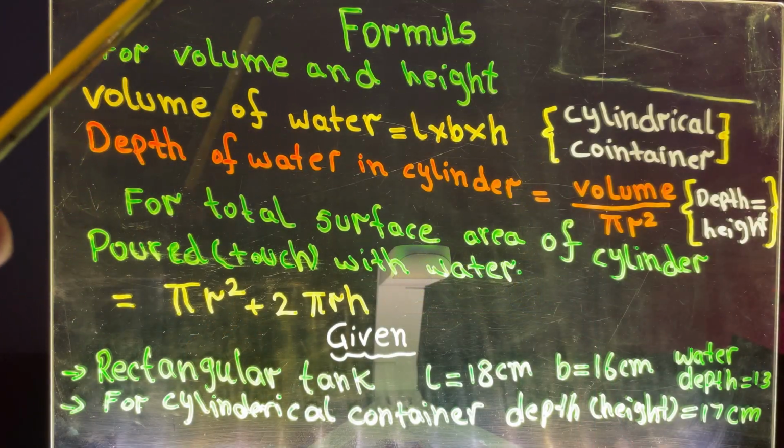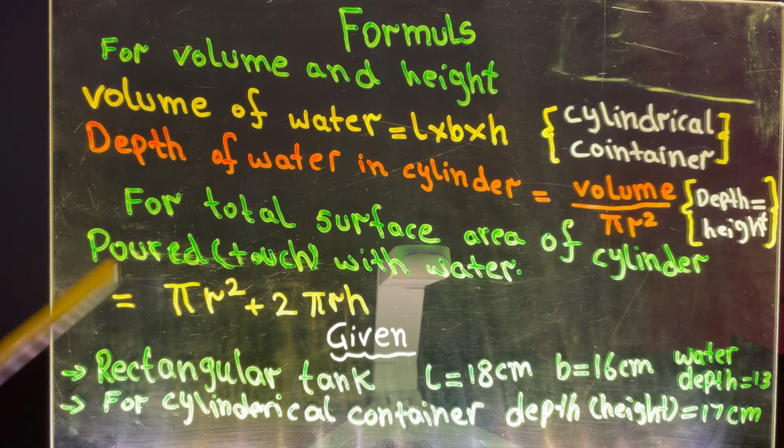And the last thing, we will find the total surface area of the cylindrical container that is poured in the water. So these are the three things that we will solve, and in a very easy way you can understand, and I hope this question is no more difficult for all of you. Dear students, the following formulas will be used to solve this question.